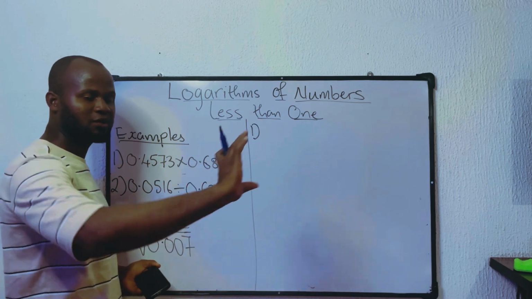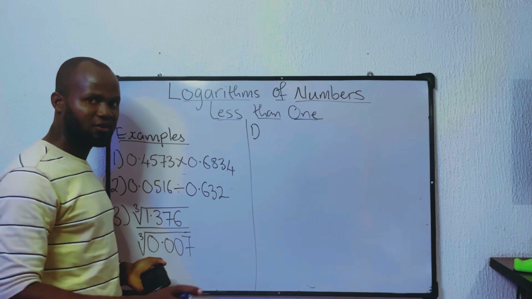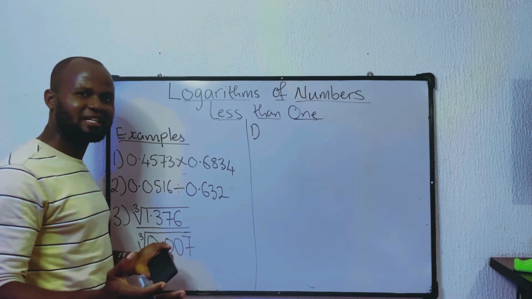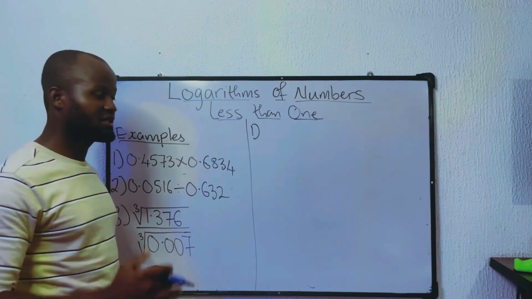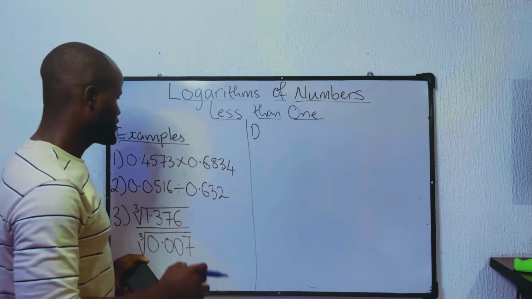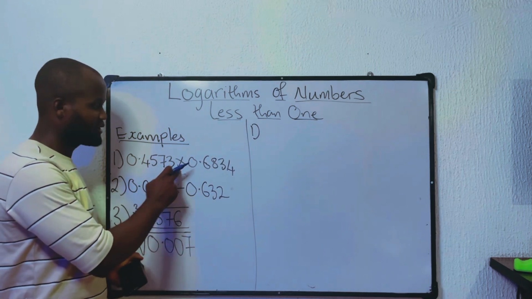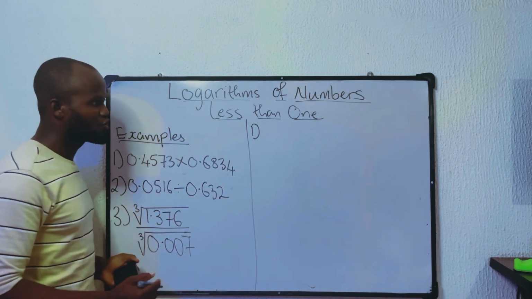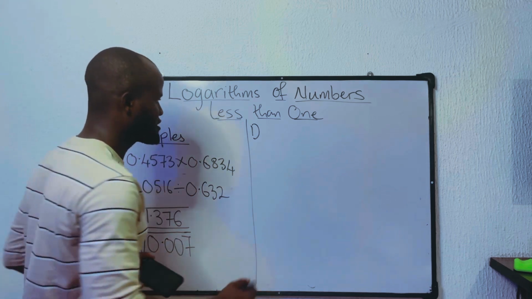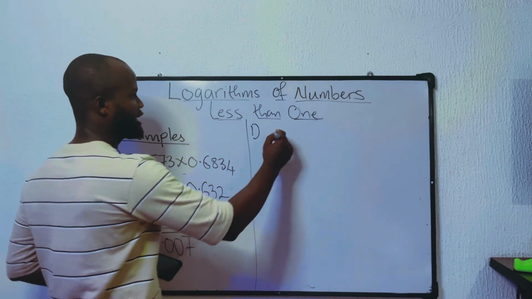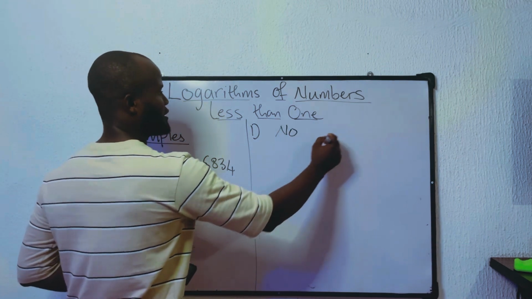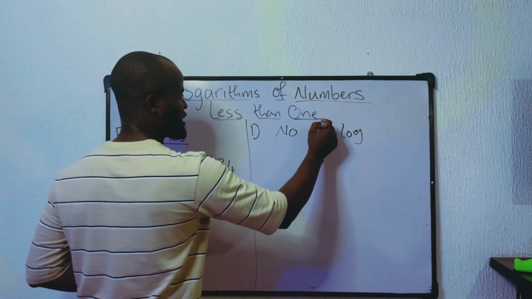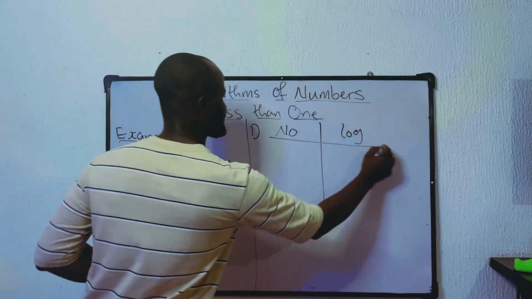So once you write out their logs, you add those powers. It's basically the opposite of indices. In another class, we'll treat indices. So once you see multiplication, it signifies addition. So we're going to use our table to solve this, and it's very easy. You have your number here, and you have your log on the other side. So we'll draw a line.